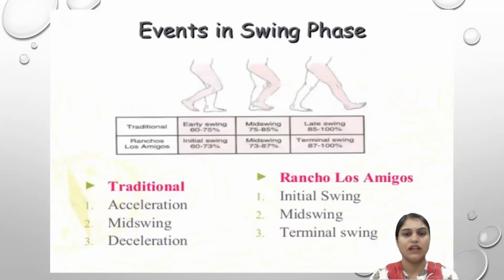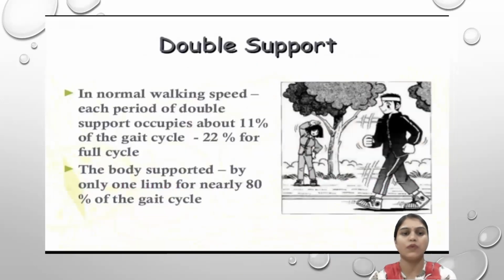Events in swing phase, traditional and Rancho Los Amigos classification. Traditional: acceleration, mid swing, deceleration. Rancho Los Amigos: initial swing, mid swing, and terminal swing. Double support: in normal walking speed, each period of double support occupies about 11% of the gait cycle, 22% of the full cycle. The body is supported by only one limb for nearly 80% of the gait cycle.